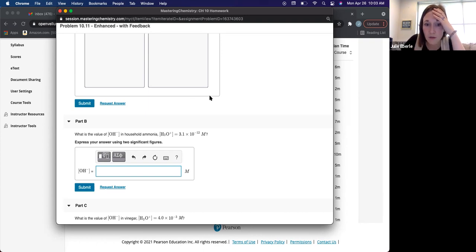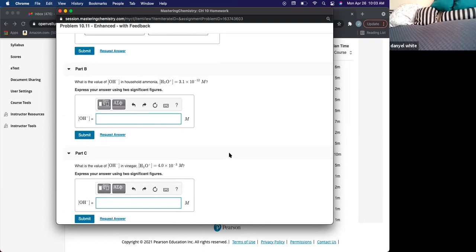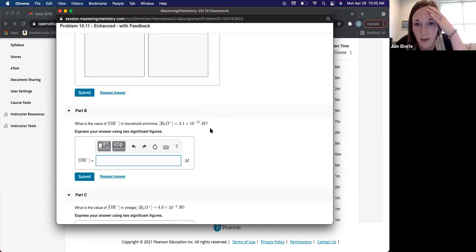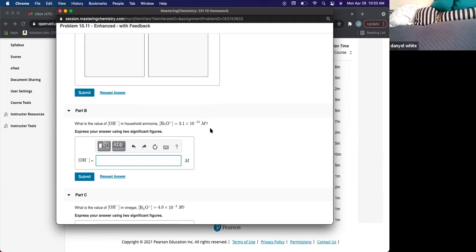So you just divide the KW, which is 1.0 times 10 to the minus 14, by whatever your concentration of H3O plus is, 3.1 times 10 to the minus 12. And that will give you the concentration of OH minus. Okay, that's what I did. I just wasn't sure if it was right because I didn't see an example problem like it.